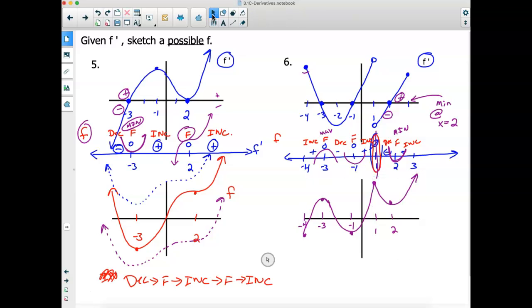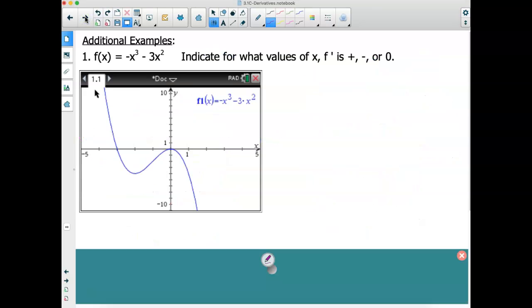Coming up, very last one, 2 examples here. Last thing we want to know, okay? You have to know which direction you're going. Given the graph of f, indicate what values of f prime are positive, negative, or 0, and justify.